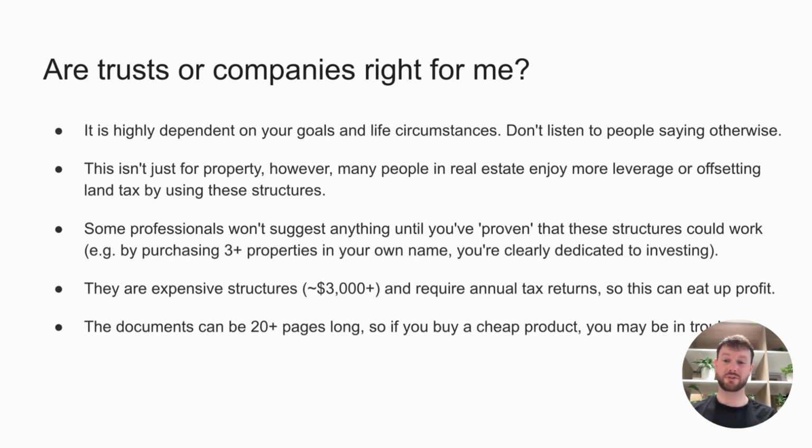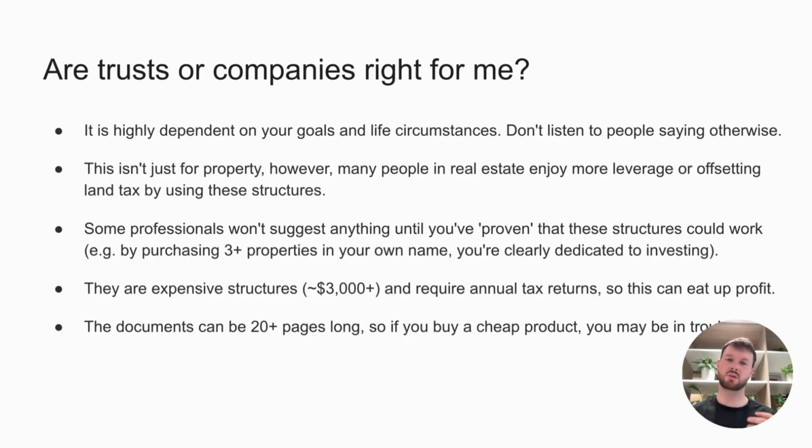An interesting point here as well is that some professionals won't suggest you do anything until you've proven that these structures could work. I forgot who it was. Someone named Jono, I believe, if I'm not mistaken. Someone who's really successful. I believe he's in his 40s, and he's a professional accountant in Australia. But his rule is you purchase 3+ properties in your own name, and then you've kind of proven that you are really interested in investing, and you really want to take this further.